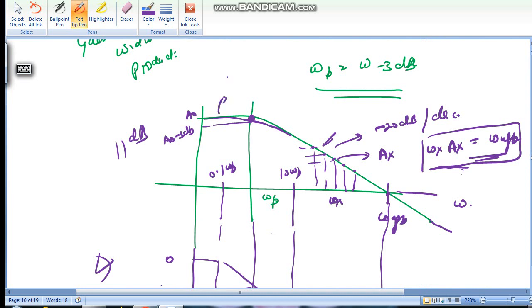We considered different cases. Case 1: when omega is much less than omega p, our gain is near A naught. Case 2: when omega is greater than omega p, there is a minus 20 dB roll off. Then at omega UGB, case 4, our gain is 0 dB, and we find this gain bandwidth formula. Once the first pole occurs and the minus 20 dB per decade roll off is occurring, any point on this line satisfies this formula.